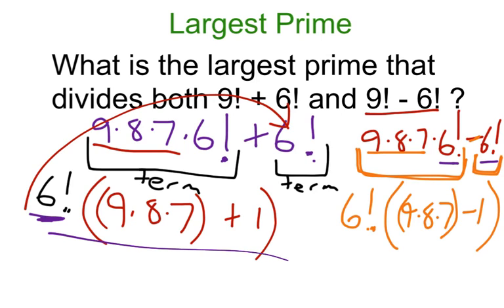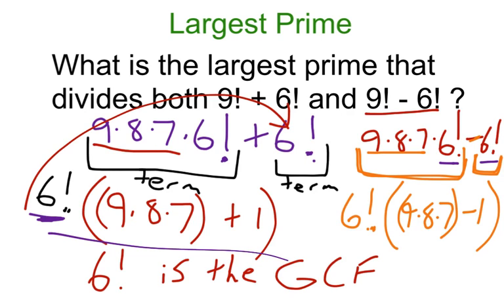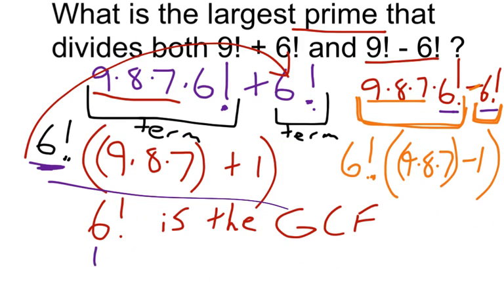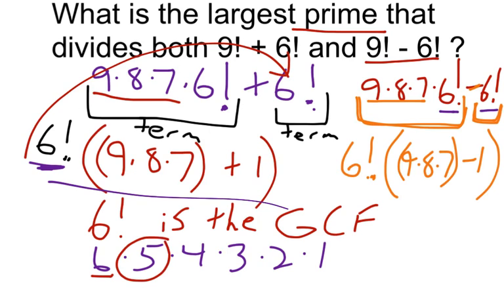All right, so the whole point of that is they have a 6 factorial in common. So 6 factorial is the GCF, or the greatest common factor. Now it wants the largest prime. So just think of 6, 5, 4, 3, 2, and 1, what is our largest prime number? Well, 6 is composite, but 5 is prime. So 5 is our largest prime because the only two factors of 5 are 1 and itself. So 5 would be our answer.